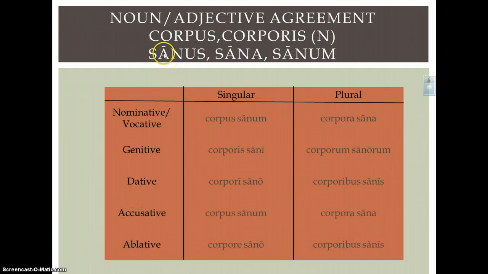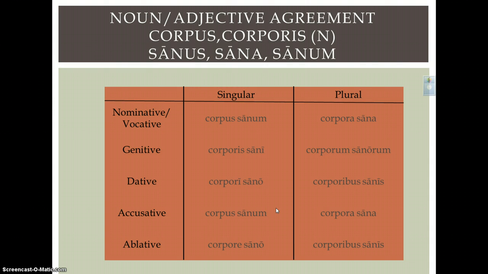And again, if you want to talk about a healthy body, you can do that using our second declension neuter endings for this neuter adjective. Corpus sanum, corporis sani, corpori sano, corpus sanum, corpore sano, corpora sana, corporum sanorum, corporibus sanis, corpora sana, corporibus sanis.